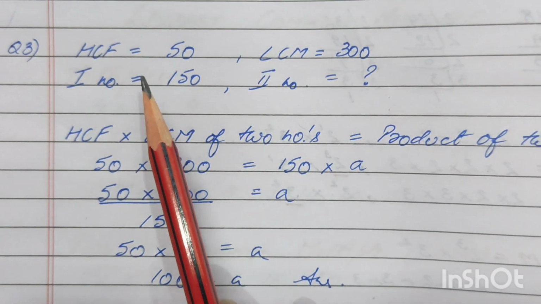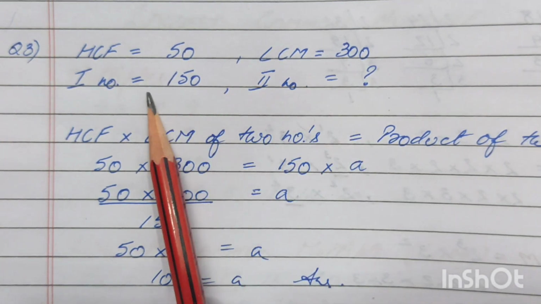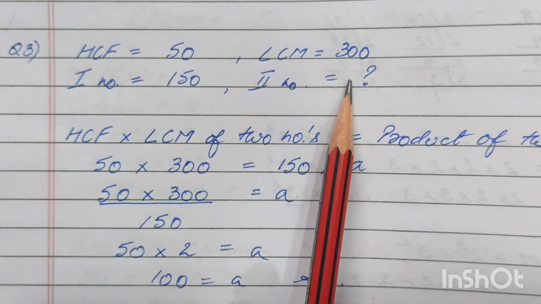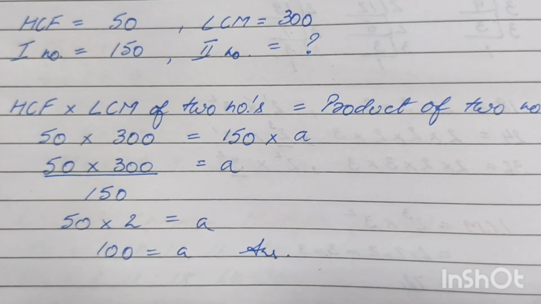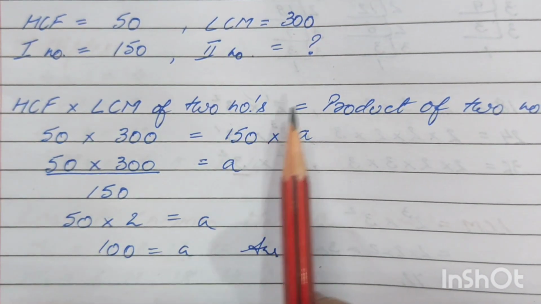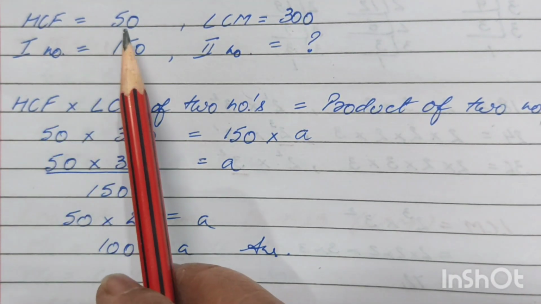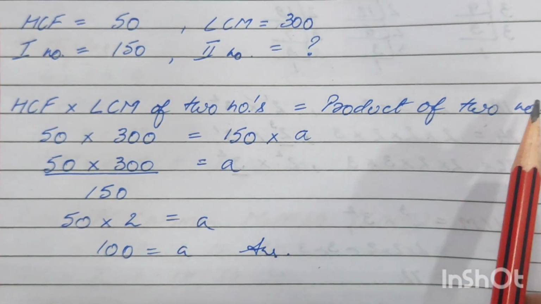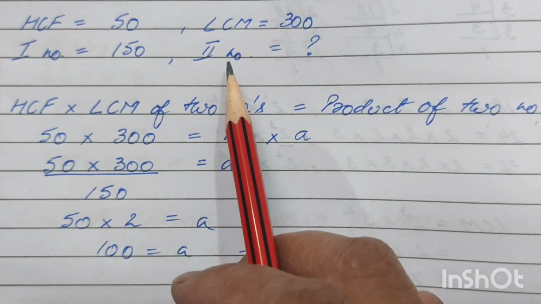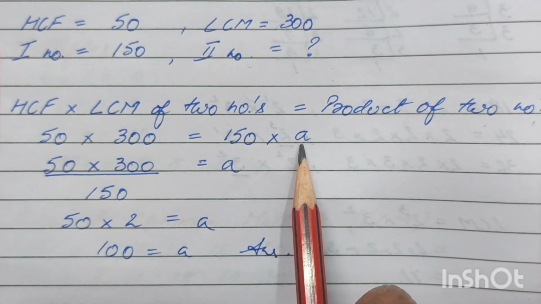Question number 3, children, HCF is given as 50, LCM of the two numbers is given as 300. One of the numbers is 150 and the second number is what we have to calculate. So we make use of a formula over here, children, which is HCF into LCM of two numbers is equal to the product of the two numbers. Where HCF is written, I have written the value of HCF. Where LCM is written, I have taken LCM. Product of the two numbers, one number is 150 and the second number you can suppose to be any variable. I have taken the variable to be A. You can take it as X, Y, Z, anything.